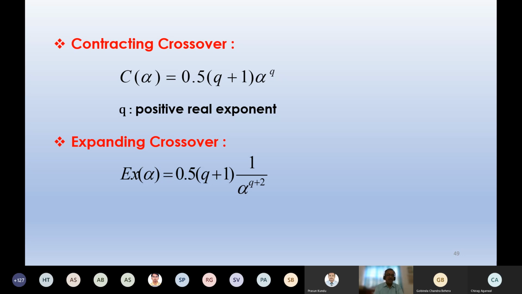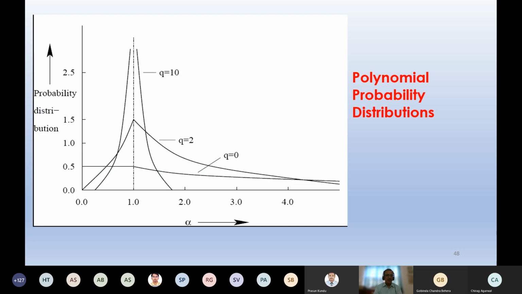Now you concentrate on this particular plot. So this is the plot, the polynomial probability distribution. Now here this is the direction of alpha. So alpha equals to 1.0 is a stationary crossover. Alpha less than 1, this is nothing but the contracting zone. Alpha greater than 1, this is nothing but the expanding zone.